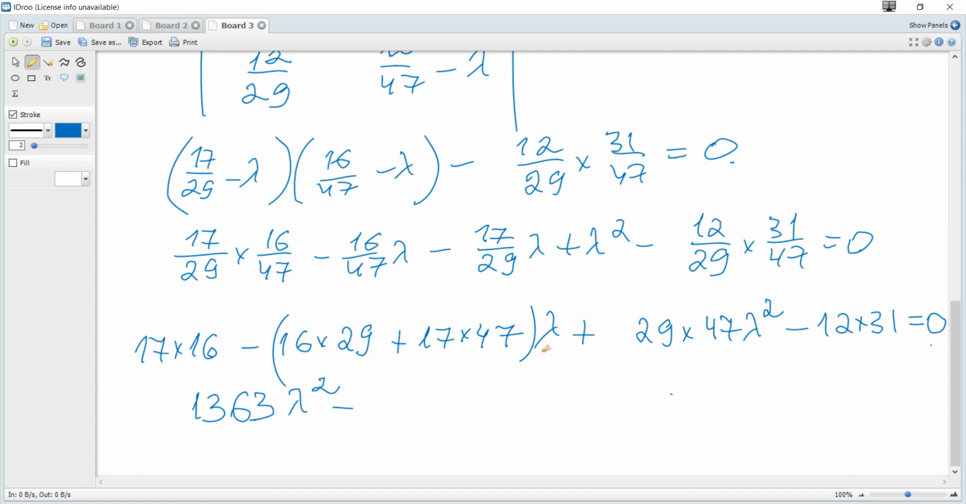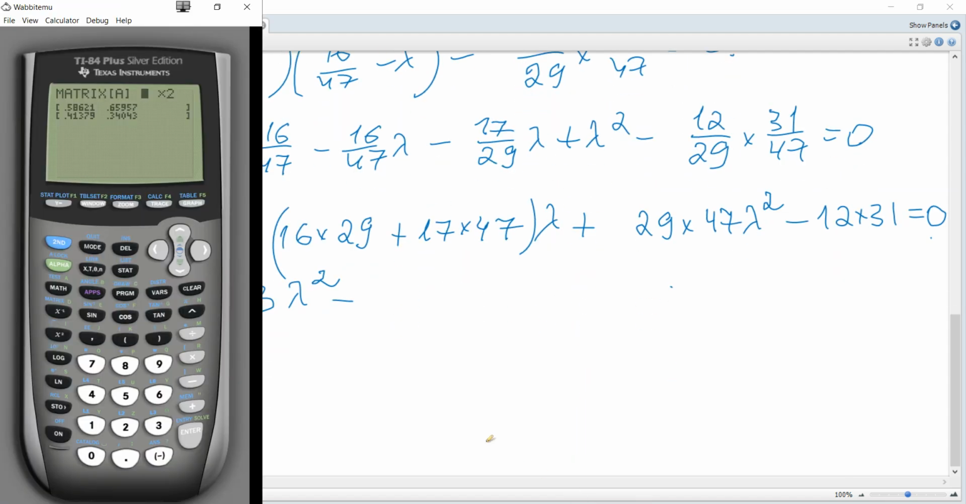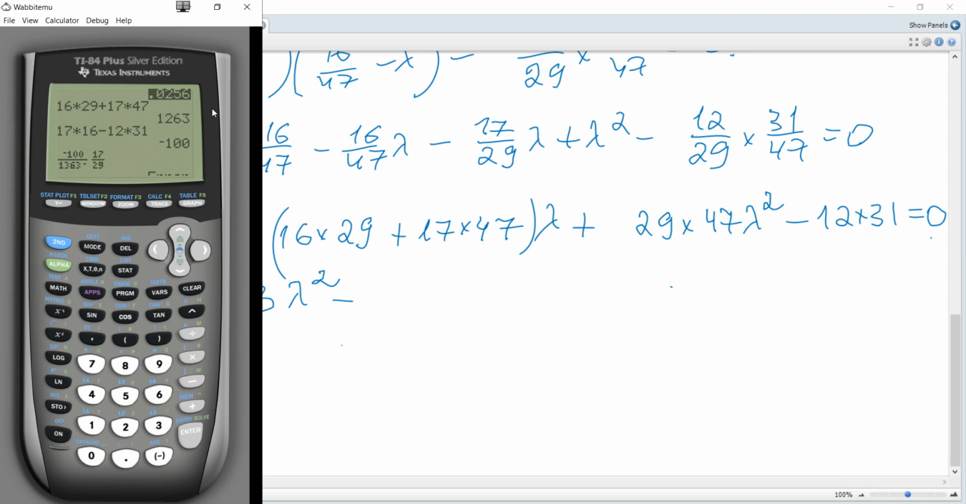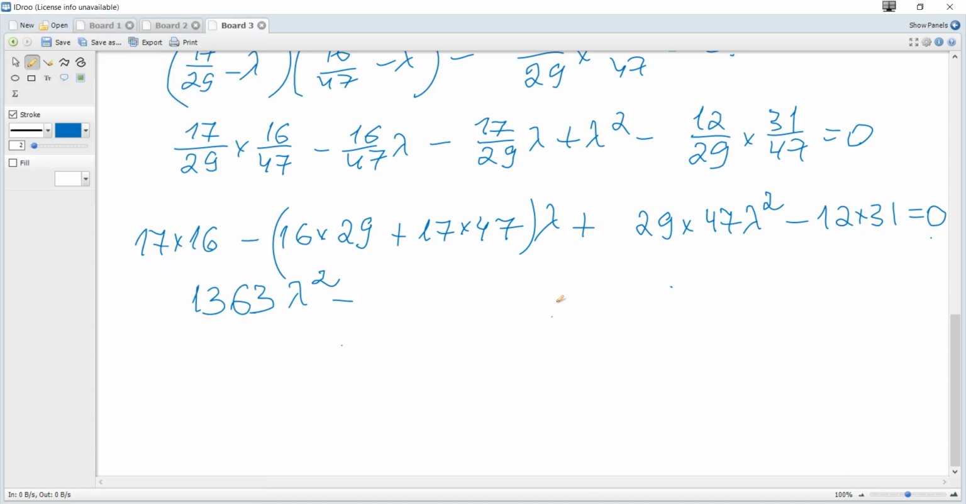Then for lambda, it's this one. It's 16 times 29 plus 17 times 47, and it's this value as required, and then 17 times 16 minus 12 times 31 is negative 100, so we get as required.